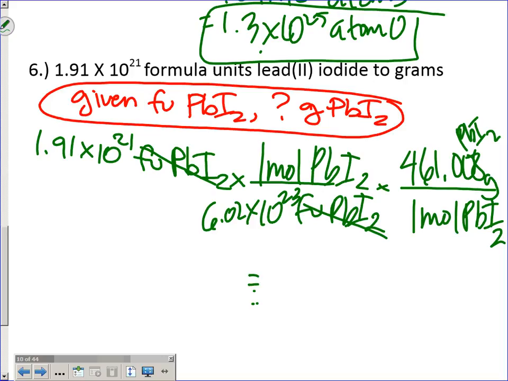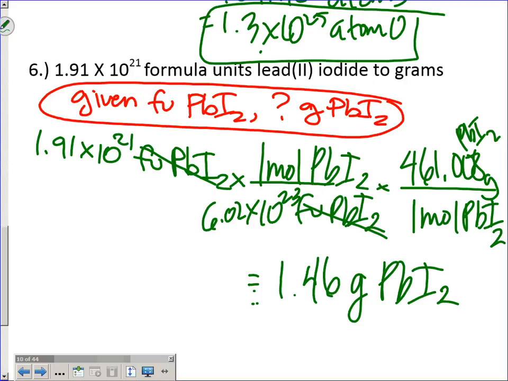Calculation. 20.46. 1.46 grams of lead 2 iodide. Yeah, that looks pretty good.